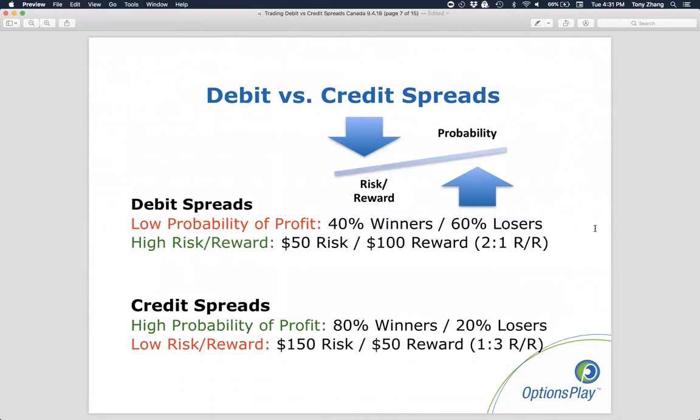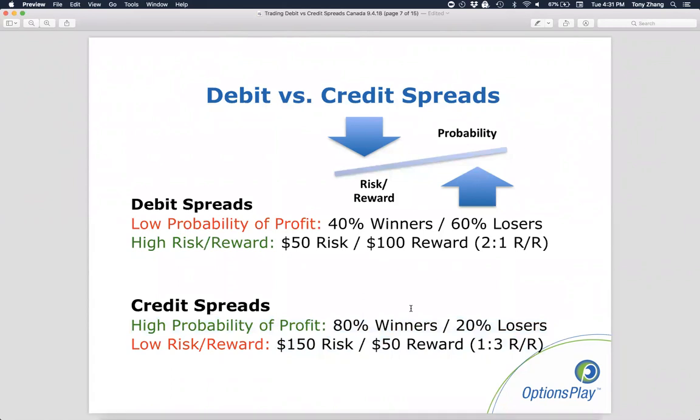As a credit spread trader, it's basically the exact opposite. Credit spread traders will typically see a high probability of profit, something like 80% of your trades are winners and 20% of your trades are losers. But the trade-off here is that you're going to risk substantially more money if you're wrong compared to the amount of reward you're going to receive if you're correct. All options trading is really just trying to find the balance between the two. However, these two different strategies are at opposite ends of the spectrum.